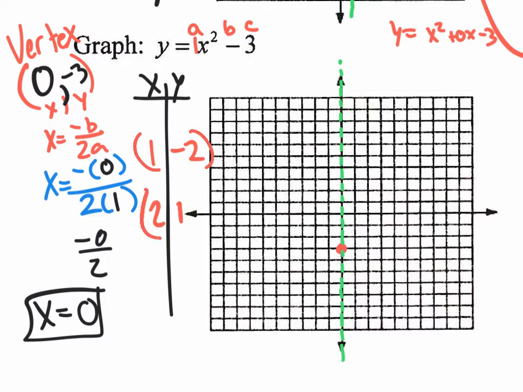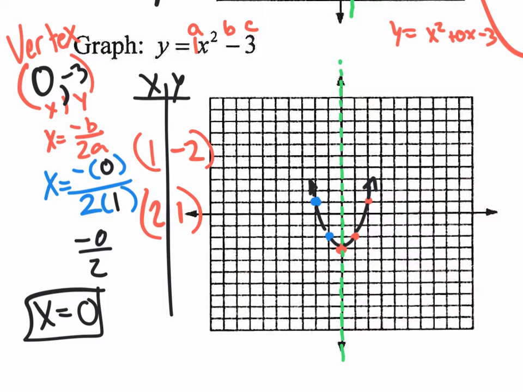So we get these two coordinates. Let's graph them. Let's go to 1, negative 2. It's right here. Let's go to 2, 1. It's right here. Now, let's reflect it to the other side, which you get a point right here and over here. And that's your parabola. That's it. Put some arrows on it, and you're good.